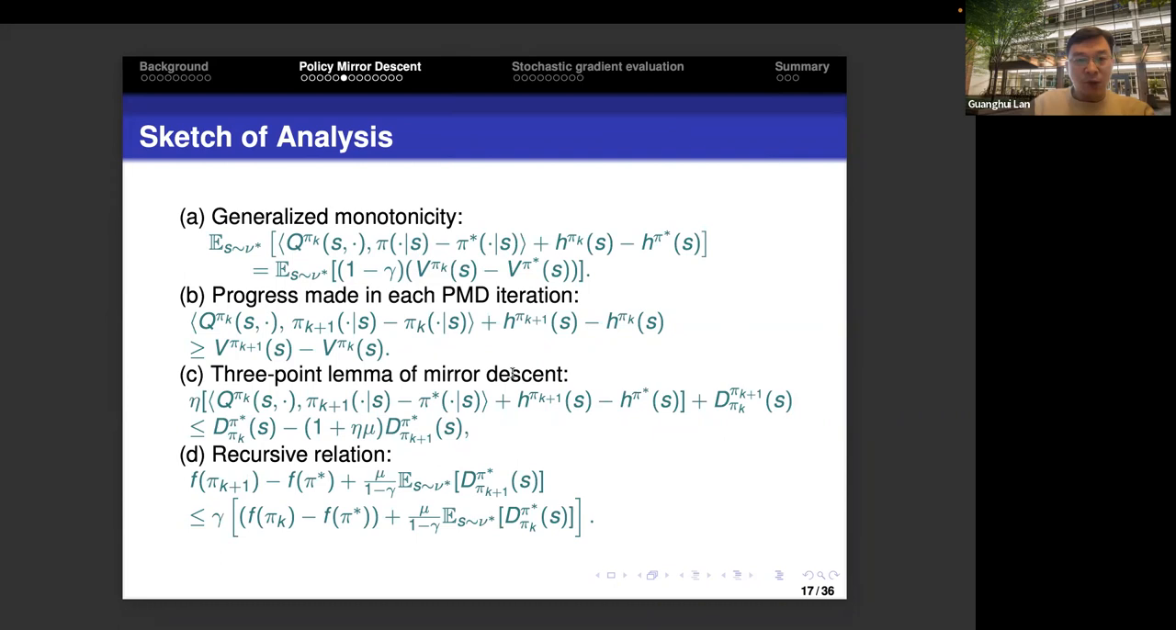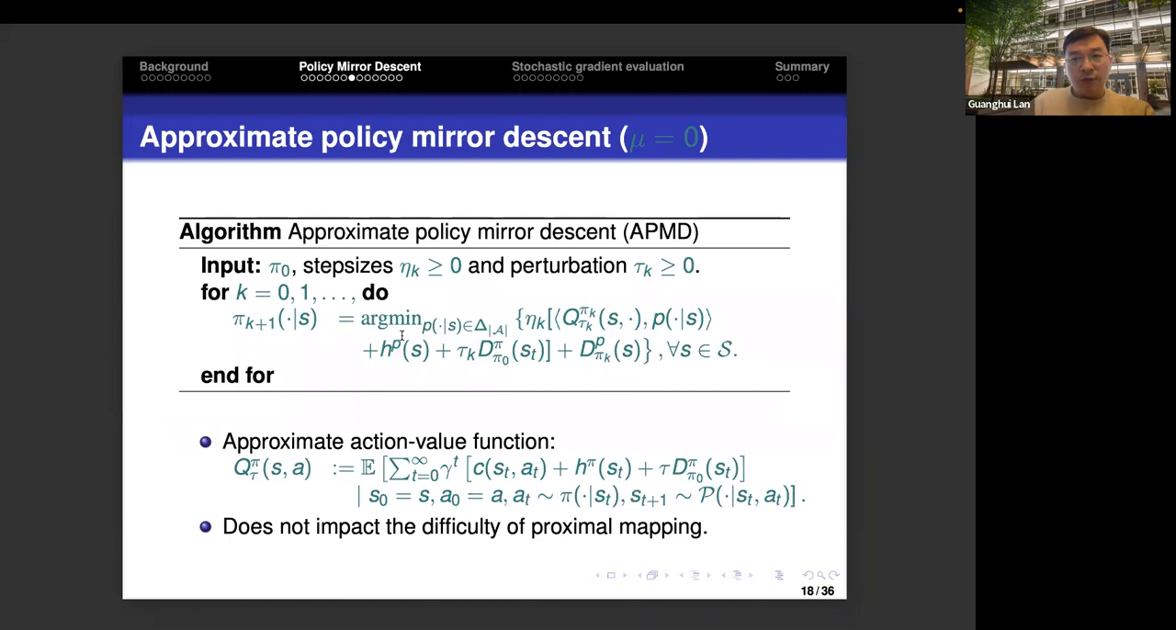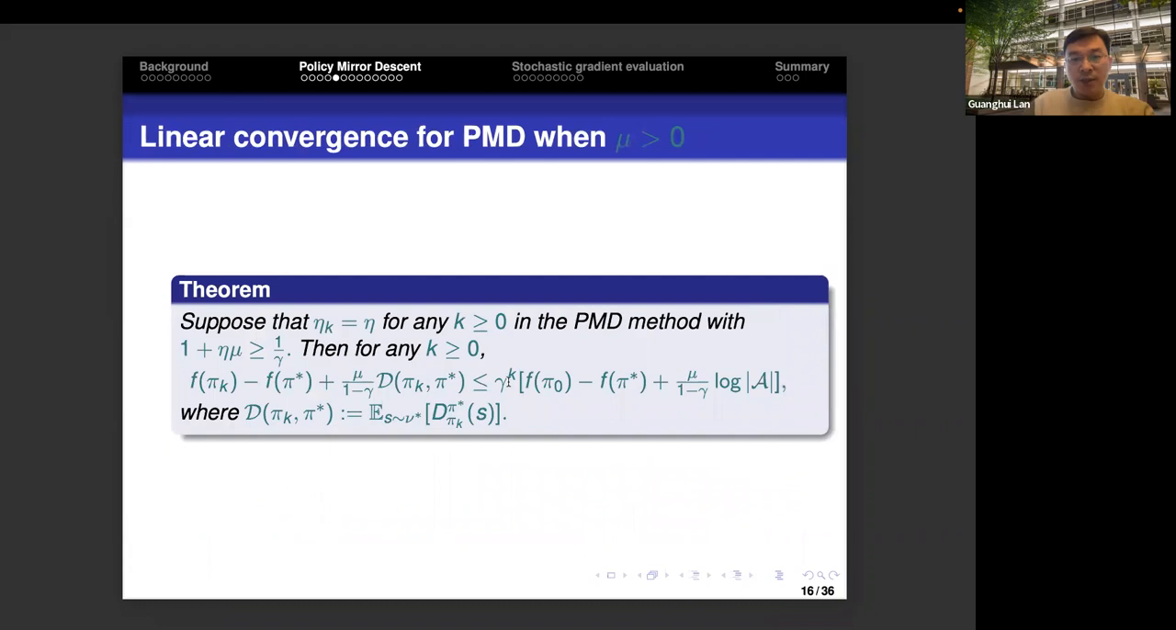So now what if your mu is equal to zero? You don't have regularization. We notice that in the previous result for the strongly regularized case, the convergence rate does not actually depend on mu. It only depends on gamma. That means whether you have strong regularization or not is not that important.